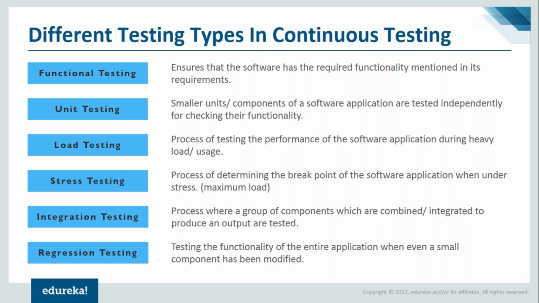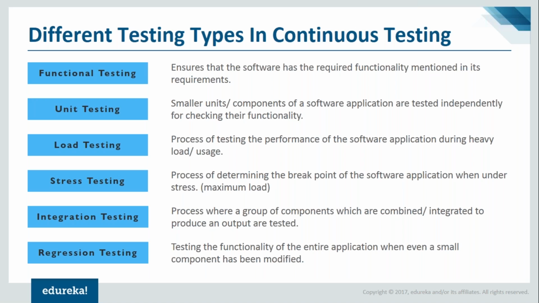Now, integration testing is basically to get these smaller units or components integrated with each other and then checking how the output of the product or the software application is. Together, they are integrated and then checked. So it's usually done with unit testing. And then finally, you have regression testing.